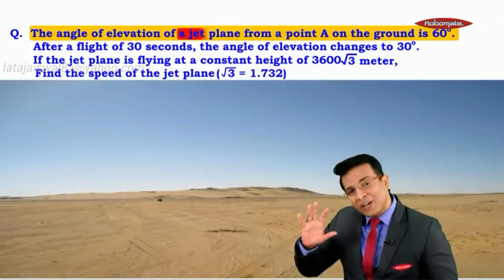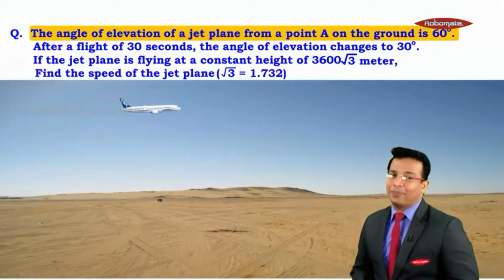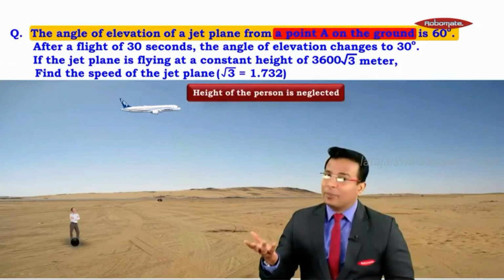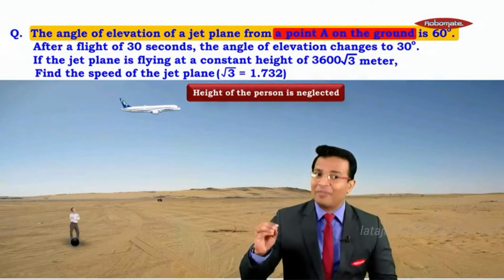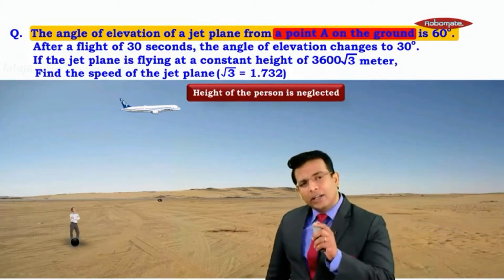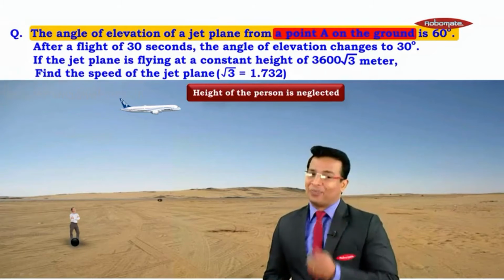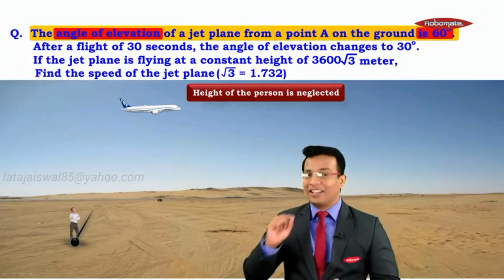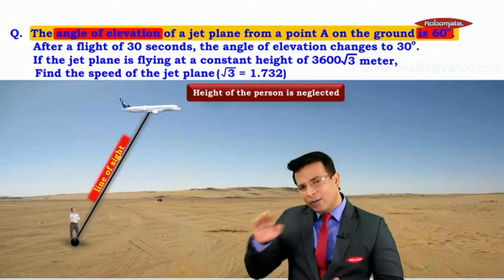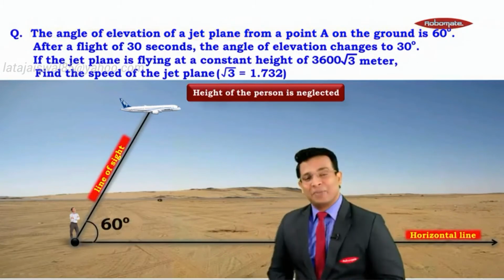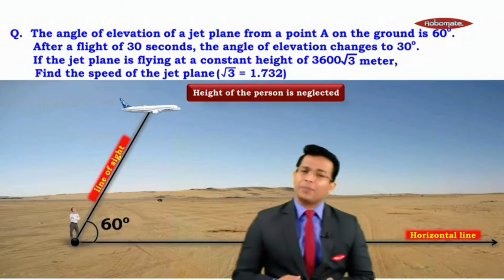First of all, it says there is a jet plane here. So we have a jet plane. And the angle of elevation from a point A on the ground. So there's a person here, rather a point A, right? And height of the person is not given. So that is why we have point A here. From here, the angle of elevation is given as 60 degree. Obviously, the person is looking at a higher level, right? So this is going to be the angle of elevation, right? The line of sight, ground itself is a horizontal line. So we know now this angle is nothing but 60 degree, the angle of elevation.